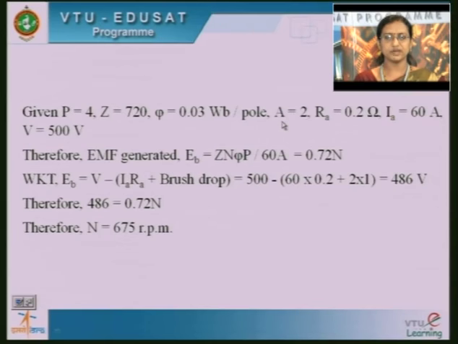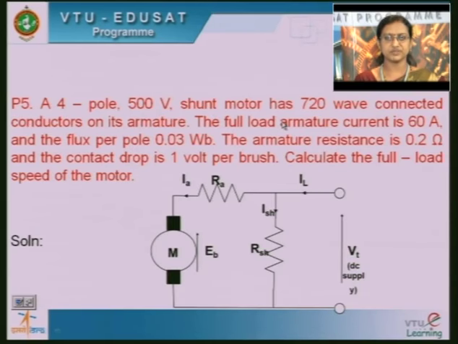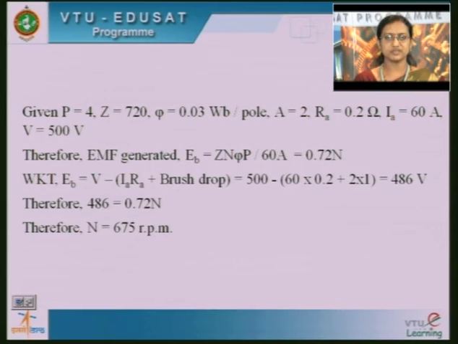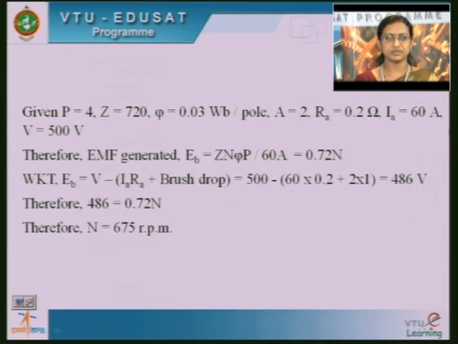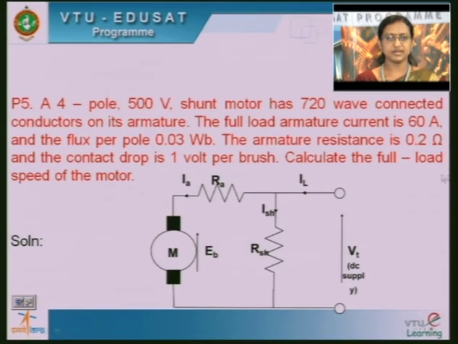Then the number of parallel paths, since it is wave connected, is equal to 2. The armature resistance is given as 0.2 ohm. Then the armature current at full load is IA equal to 60 ampere, and V is equal to 500 volt. Now, what do you have to calculate? You have to calculate the full load speed of the motor.